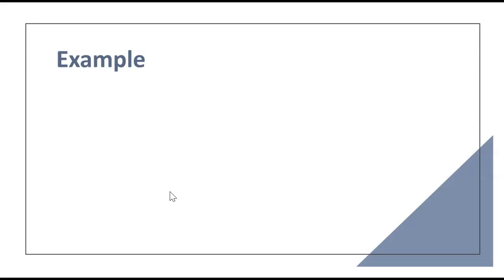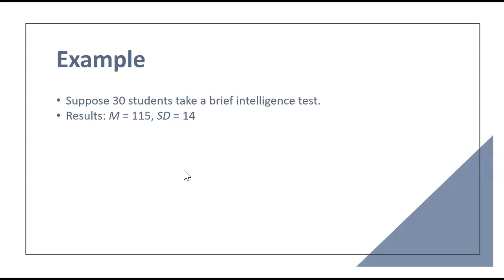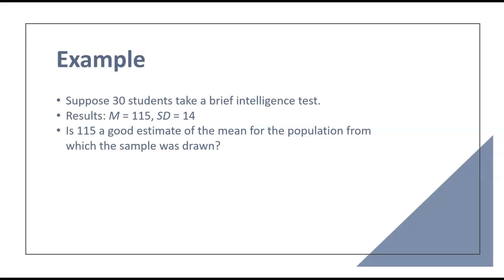Apologies. So for example, let's say we had 30 students who took a test. The mean of the sample is 115 with a standard deviation of 14. You can ask the question, is this sample mean a good estimate of the whole population? So let's say you have a group of kids at an elementary school in Stark County, and they all take this test, and they get this mean. Is that mean a good representation of the whole population of children of the same age?